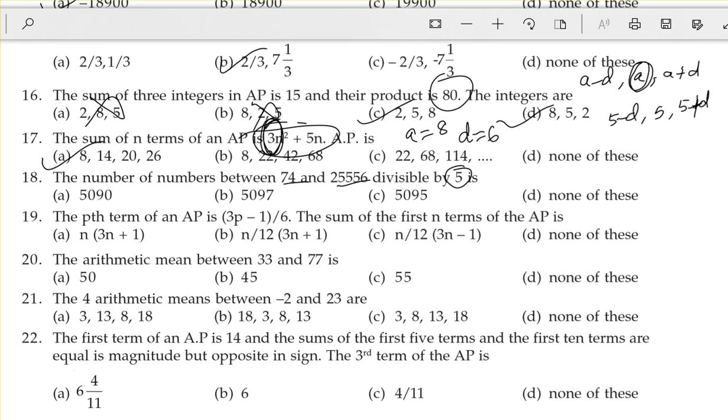Pth term of an AP is (3p minus 1) by 6. It is very simple. Put value of p 1, 2 and 3 and you get first, second and third term. Then you get D also. Thereafter you can find the sum of n terms of the AP. The arithmetic mean between 33 and 77, it is asking for only one arithmetic mean, that is 55. 33 and 22 is 55 and 55 and 22 is 77. It is the number that comes midway between 33 and 77.